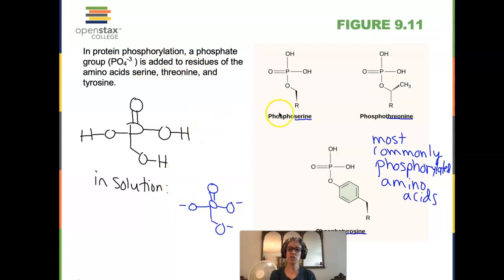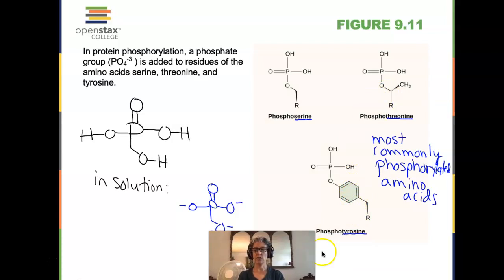Phosphorylation, that addition of a phosphate, most commonly happens to these 3 amino acids. There's tyrosine. We saw that in our RTK. Serine and threonine. So the underlined words are the actual amino acid. They all have phospho ahead of them because they get phosphorylated.